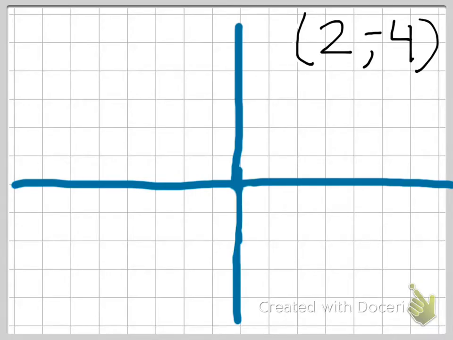So if you look at the point 2, negative 4, we've got to remember 2 is our x value, and negative 4 is our y value. Since it's positive, that means right, so we go right 2, 1, 2, and then you go down, since it's negative, negative 4. So 1, 2, 3, 4. And when you get there, you should have a point, which represents 2, negative 4.